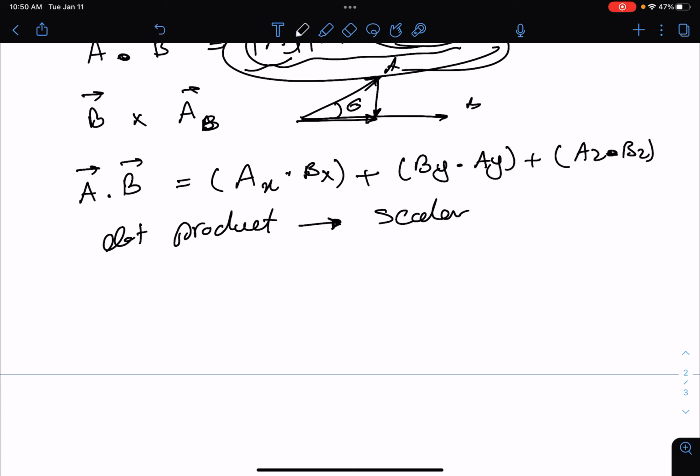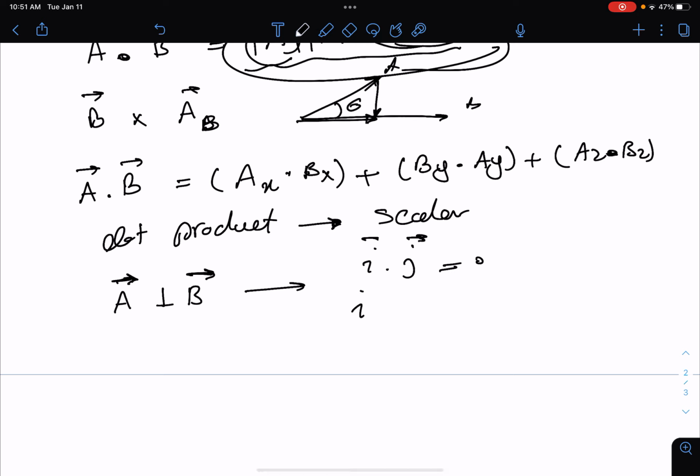What is the dot product of two vectors that are perpendicular? 0, because of the cosine of theta, right? So based on this, what can you say about this dot product? i dot j is also 0 because they are perpendicular, right?